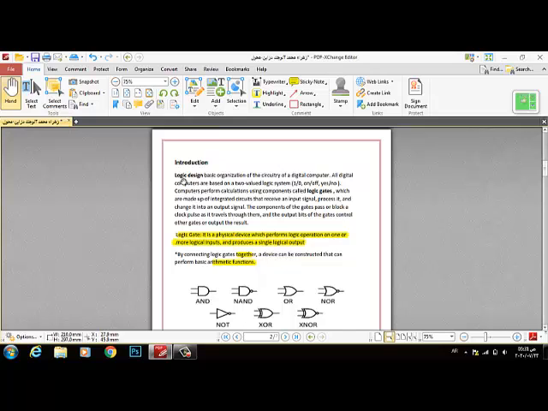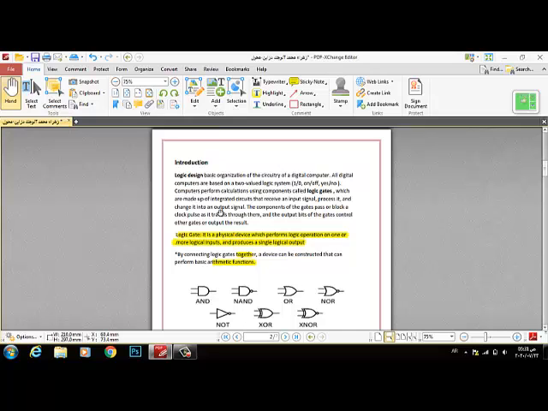Introduction. Logic design is the basic organization of the circuitry of a digital computer. All digital computers are based on a two-valued logic system: 1 or 0, on or off, yes or no. Computers perform calculations using components called logic gates, which are made up of integrated circuits that receive an input signal, process it, and change it into an output.